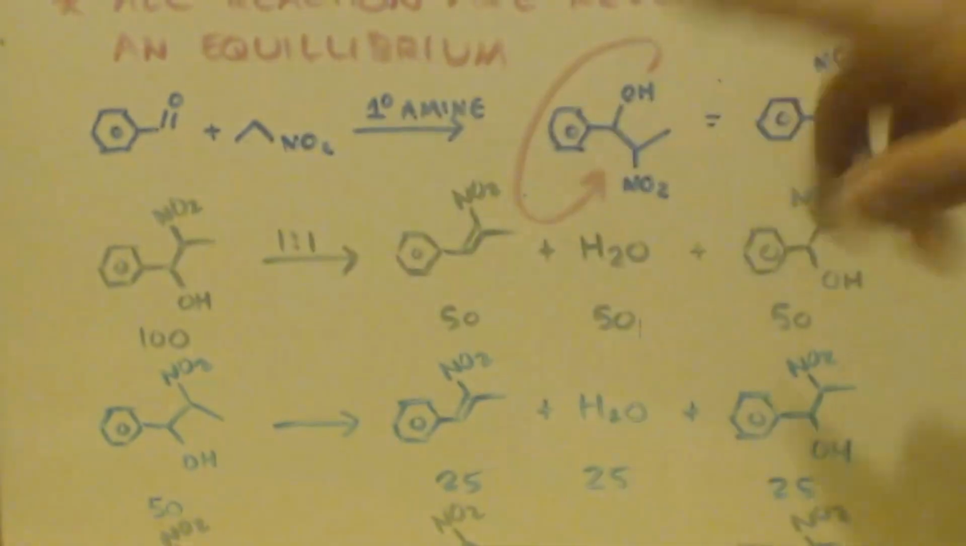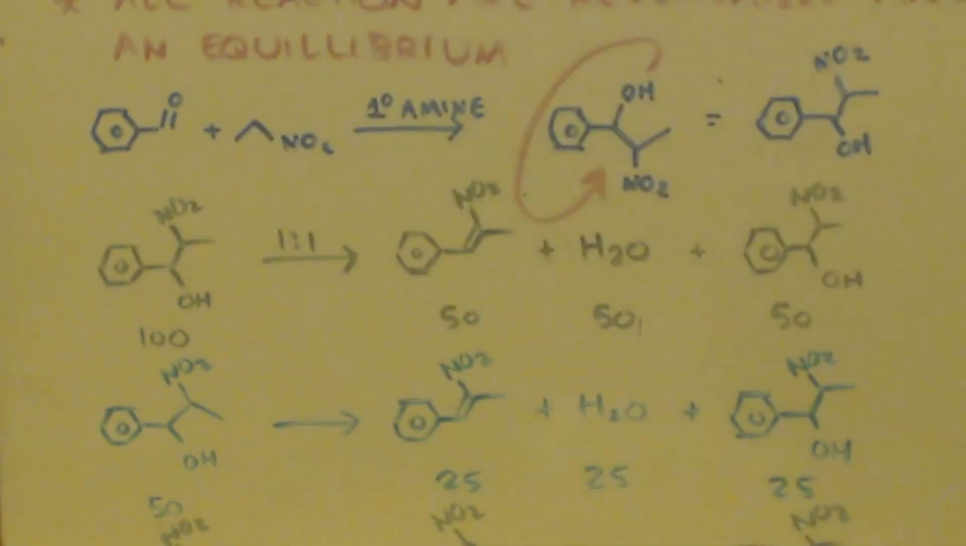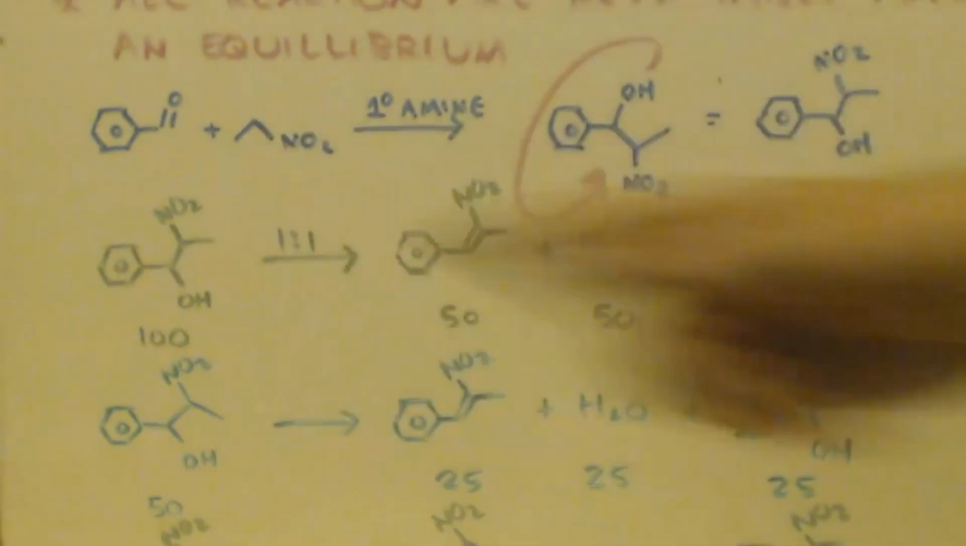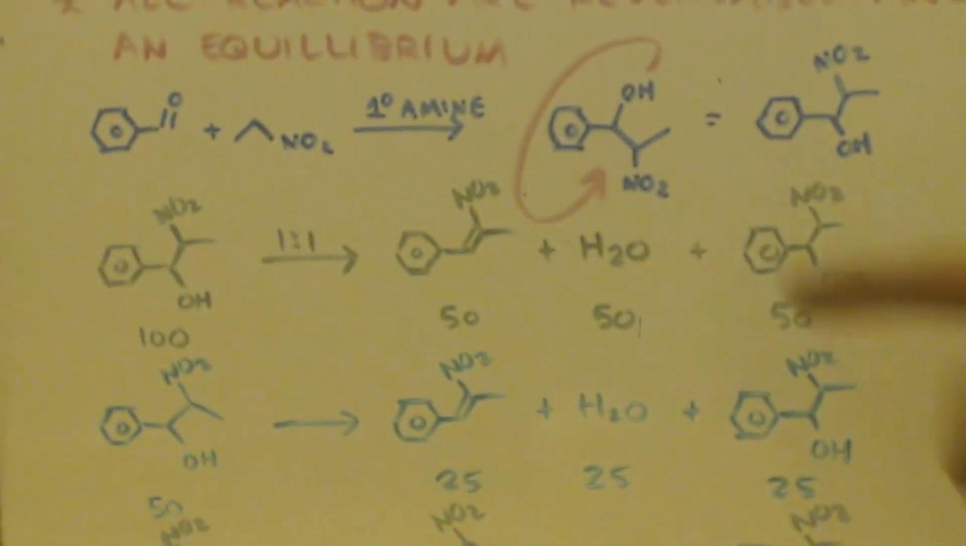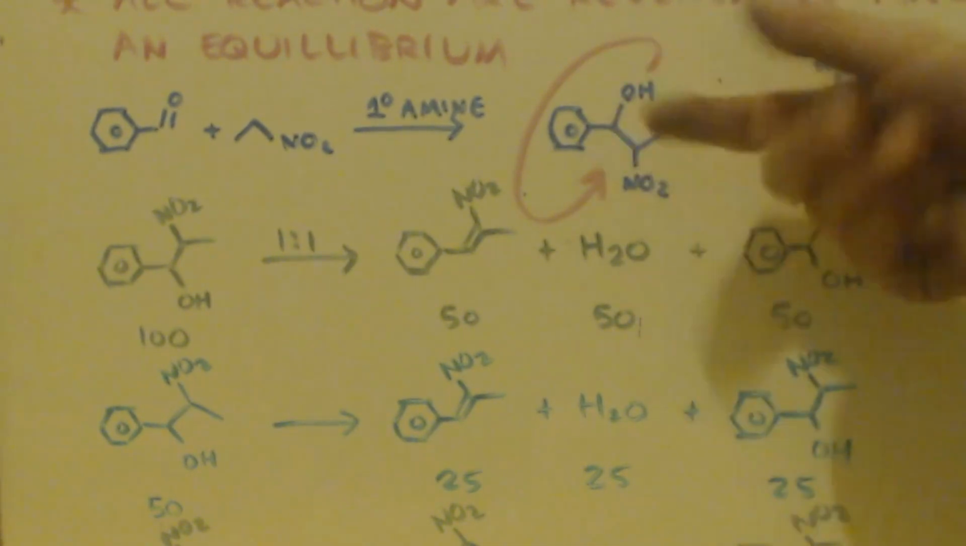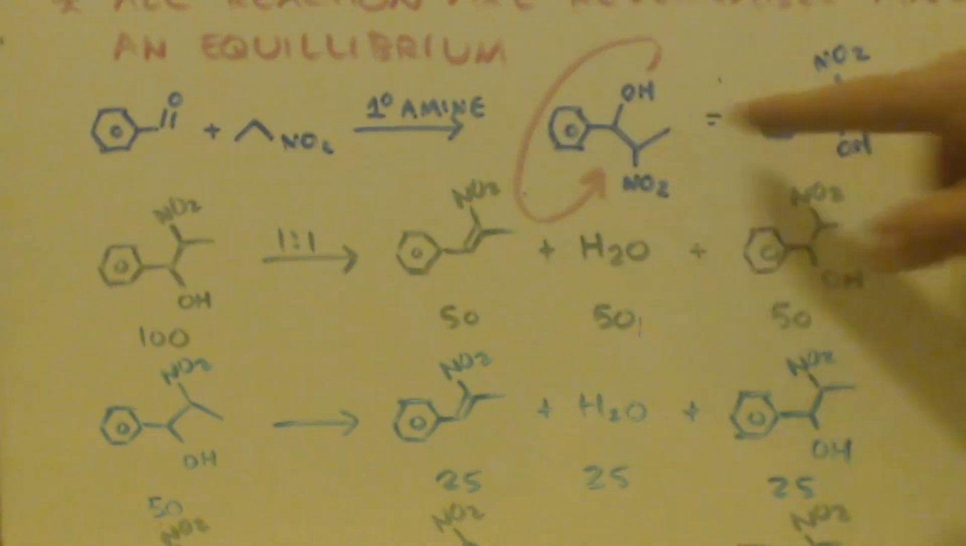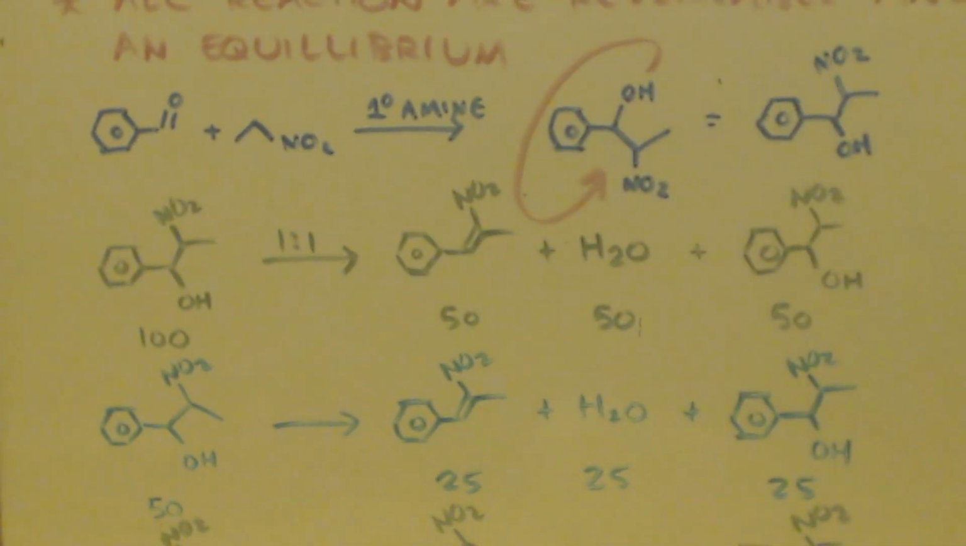Okay, let's do this first one. First, I'm going to switch it up to benzaldehyde and nitroethane, right? And there's our primary amine. Here's what we would make. And if I flipped it, you can see the arrow. If I took that molecule and flipped it, it would look like this. Okay, these are the same thing. This is what we would make, all right?